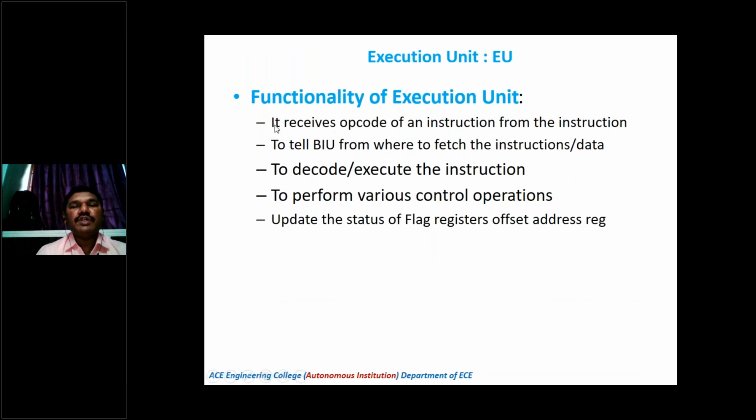And this is the functionality of the execution unit. It receives the opcode of the instruction, tells the bus interfacing unit from where to fetch the instructions or data, decodes or executes the instructions, performs various control operations, and updates the status of flag registers, offset and address registers. So these are the functions of the execution unit.